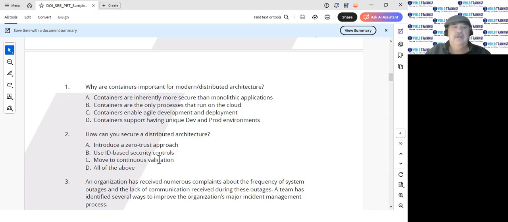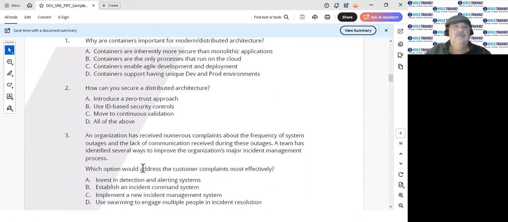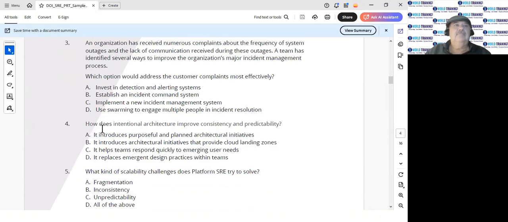C, move to continuous validation. That's also a good answer. You want to have continuous security, validate security controls continuously. So I think the best answer here is D. Let me check my answer sheet. Yes, D is the best answer. So let's move on to question 3.